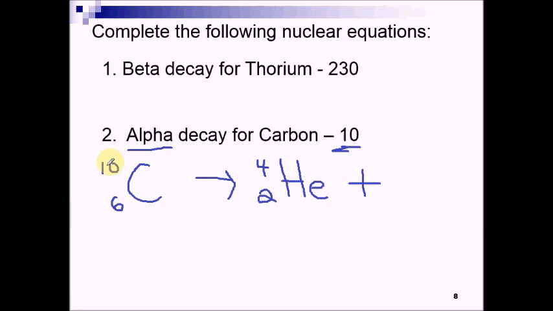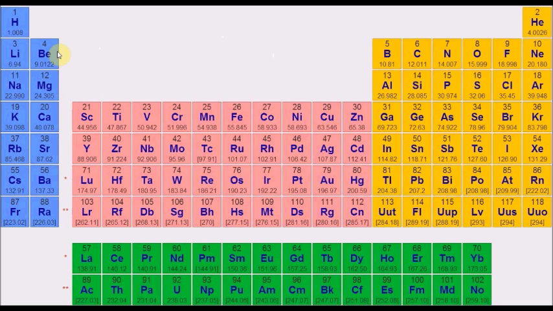So now all we have left to do is just make sure our numbers add up. So right here we're saying 10 equals 4 plus what? Gotta be 6. On the bottom, we're saying 6 equals 2 plus what? Gotta be 4. So now I've got to figure out what element this is. Again, I do not look up the mass. I look up the atomic number. I've got to see what matches with 4 on my periodic table. All right, so looking for an atomic number of 4, that's got to be beryllium.